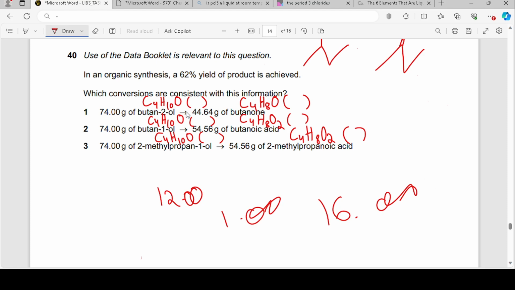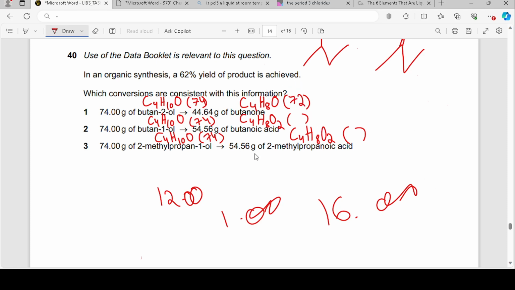Basically, in butan-2-ol, I have 4 times 12 because I have 4 atoms of carbon. Then I have 10 times 1 because I have 10 hydrogens, and then plus 1 times 16 because I have 1 atom of oxygen. So that gives me an Mr of 74. And that's going to be the same for butan-1-ol and also for 2-methylpropan-1-ol because they have the same molecular formula. As for butanone, I'm going to have 4 times 12 plus 8 times 1 plus 16 because there's 1 oxygen. And so that gives me an Mr of 72.